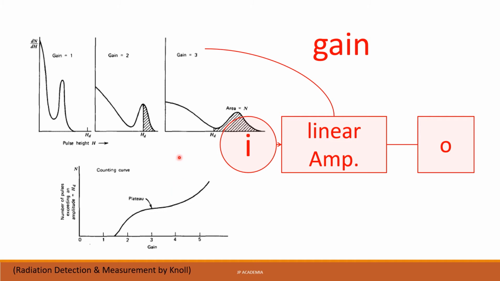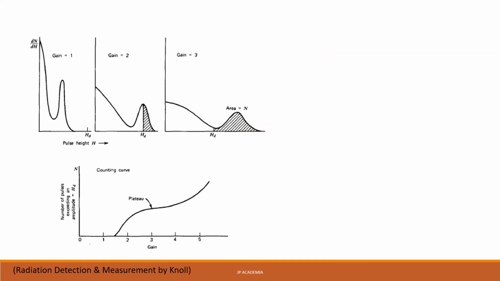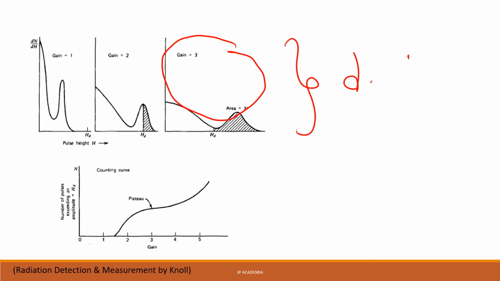Shown in this figure is the differential pulse height distribution corresponding to three different values of voltage gain. So we have here gain equal to 1, 2, and 3. We vary the gain of our amplifier. This is applied to the same source of pulses. The highest voltage gain will result in the largest maximum pulse height as shown in this figure. But in all cases, the area under the curve of your differential distribution will be constant.